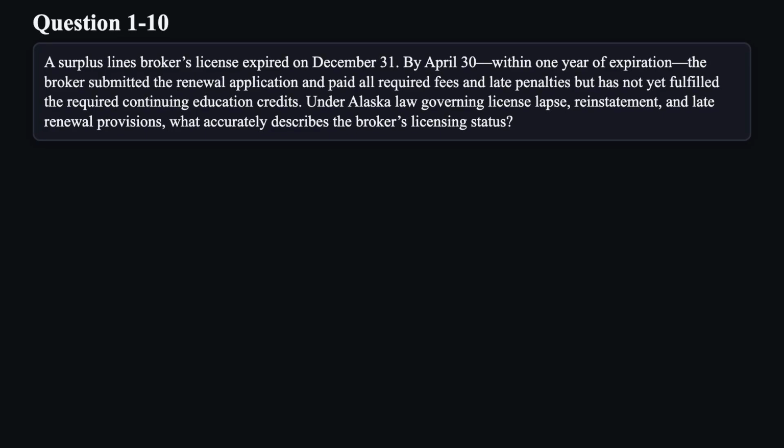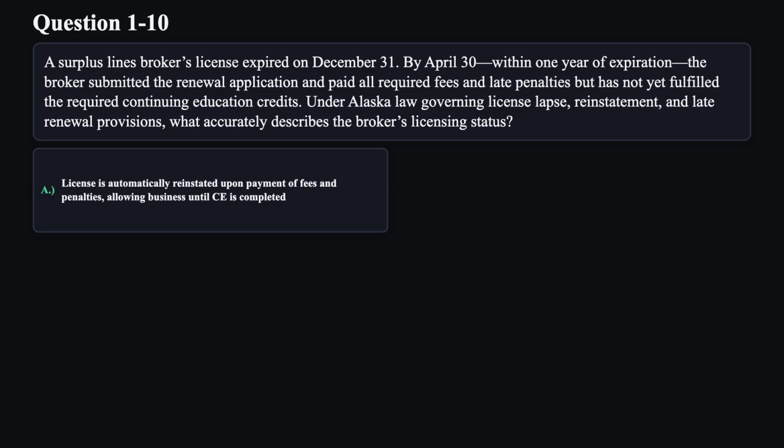Question 10. A surplus lines broker's license expired on December 31st. By April 30th, within 1 year of expiration, the broker submitted the renewal application and paid all required fees and late penalties, but has not yet fulfilled the required continuing education credits. Under Alaska law governing license lapse, reinstatement, and late renewal provisions, what accurately describes the broker's licensing status?